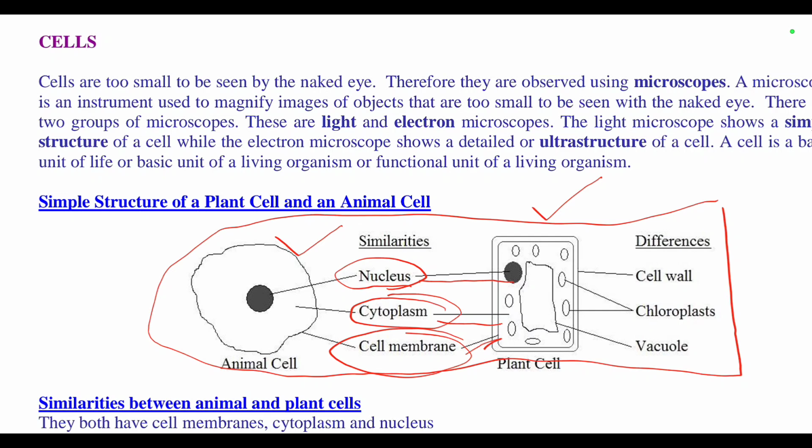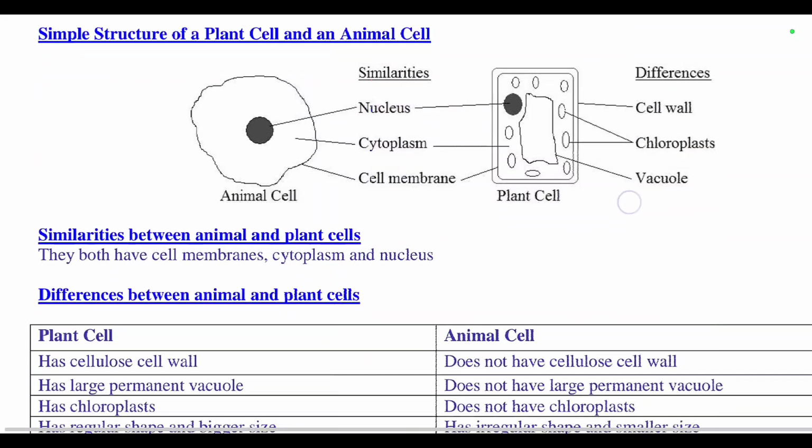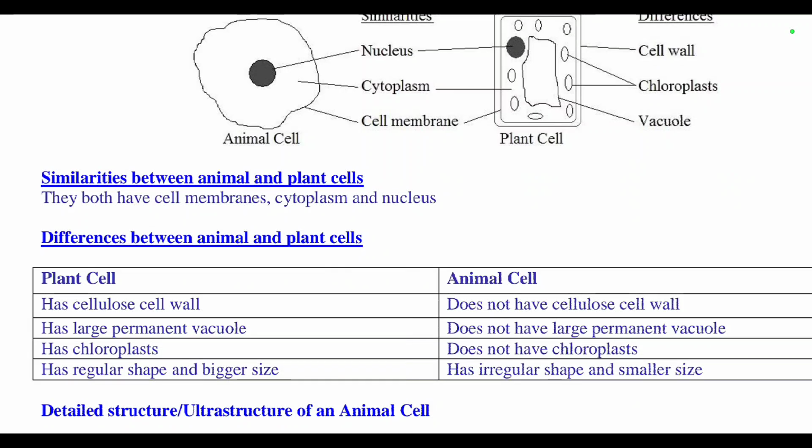Now, there is a difference between a plant and animal cell. These are the parts that make these two cells different. A plant cell has a cell wall, and an animal cell doesn't have. Can you see that? Good. Plant cells also have chloroplast. Animal cells don't have. They have vacuole. Okay, so this is now the summary of the similarities between plant and animal cell.